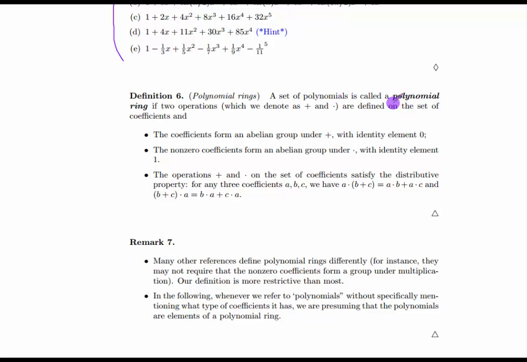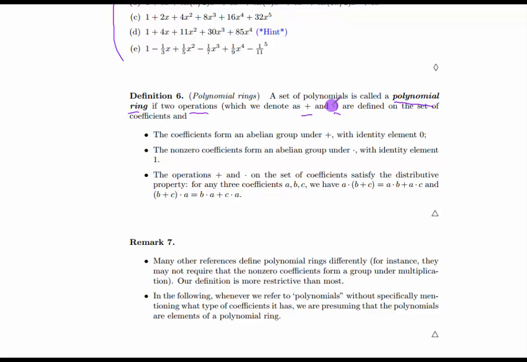And here we define a polynomial ring. So a set of polynomials is called a polynomial ring if two operations, which we'll call plus and dot, are defined on the set of coefficients. Now this does not have to be regular plus and dot. It's just some operation that's called an additive operation and some operation that's called a multiplicative operation.